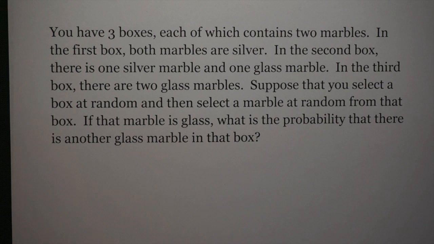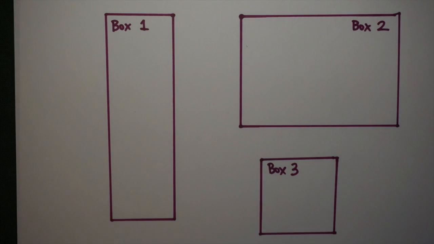Let's look at an interesting probability problem. You have 3 boxes, each of which contains 2 marbles. In the first box, both marbles are silver. In the second box, there is 1 silver and 1 glass marble. And in the third box, there are 2 glass marbles. Suppose you select a box at random, then select a marble at random from the box. If you assume that marble is glass, what's the probability that there's another glass marble in that box?